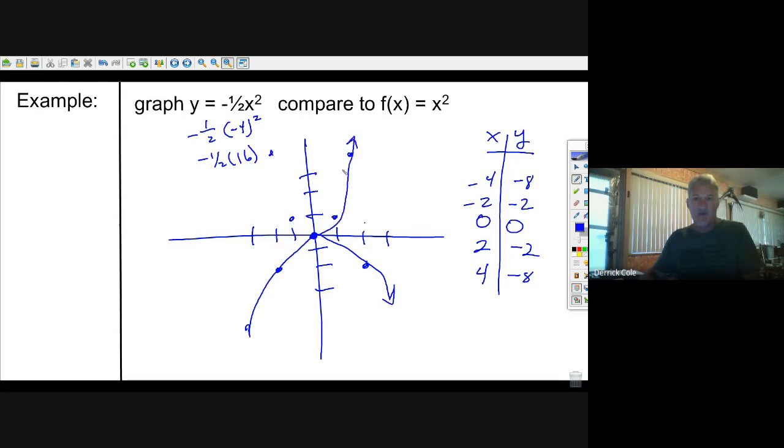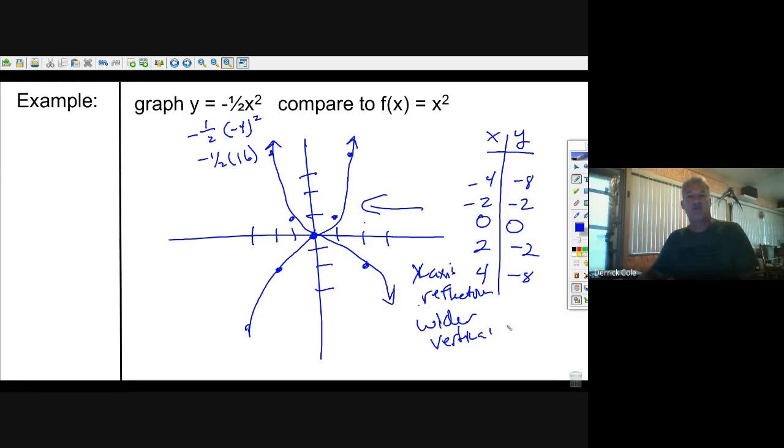x squared. So what's this one doing? This one is opening down, x-axis reflection. All right, compared to this guy, he's opening down, which is the x-axis reflection. It's reflecting over the x-axis. All right, what else is it doing? It's wider. What's the right term for that? Vertical shrink.